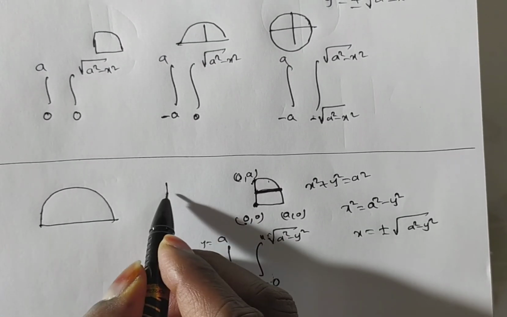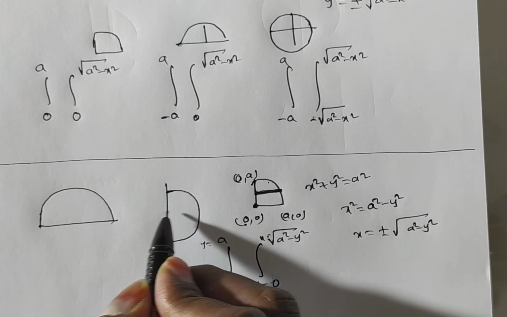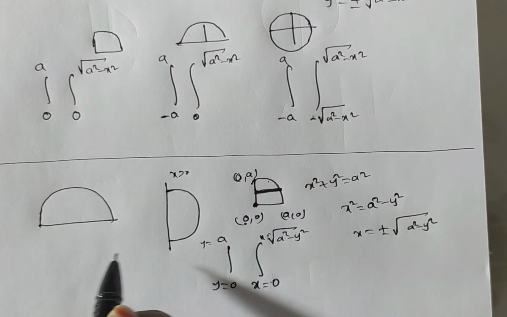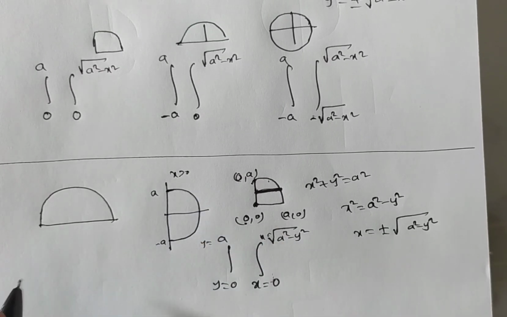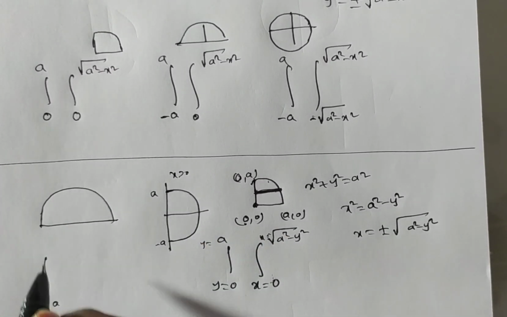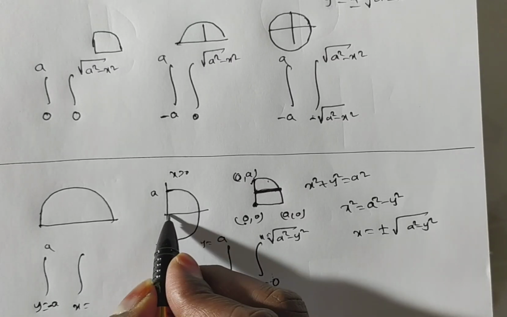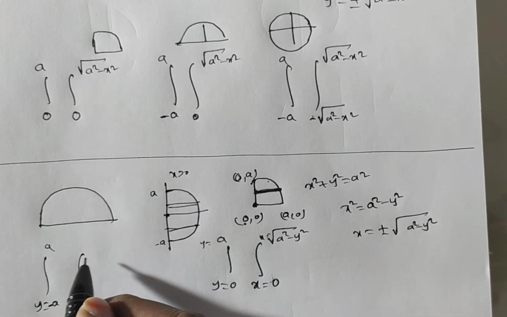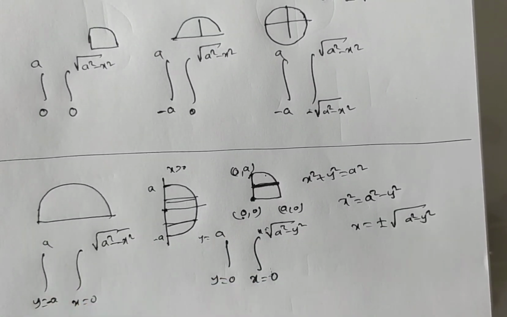Now you have to take the right side of the circle, like this. In this case you can say y, x positive, for x greater than 0. So for this curve you observe y goes from minus a to a. X is 0 at the start, and on the right side of x, for this curve, it goes from 0 to square root of a square minus x square only.